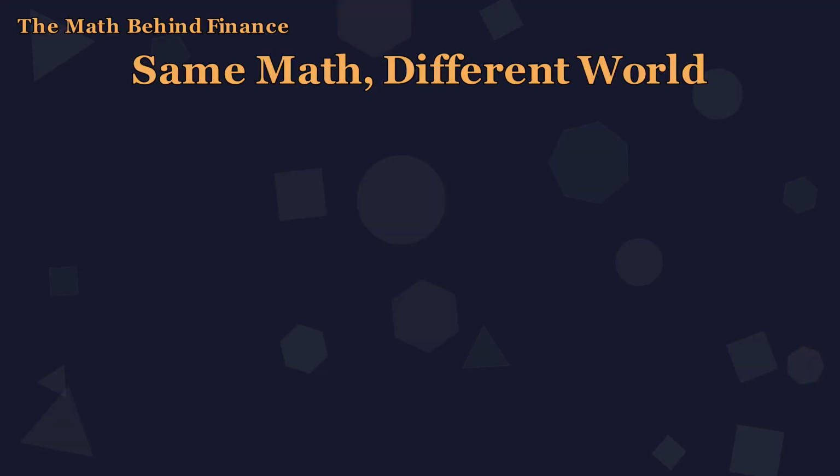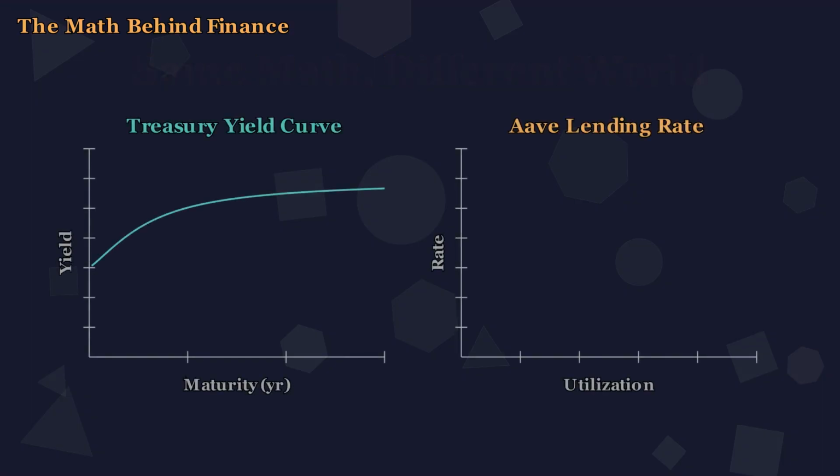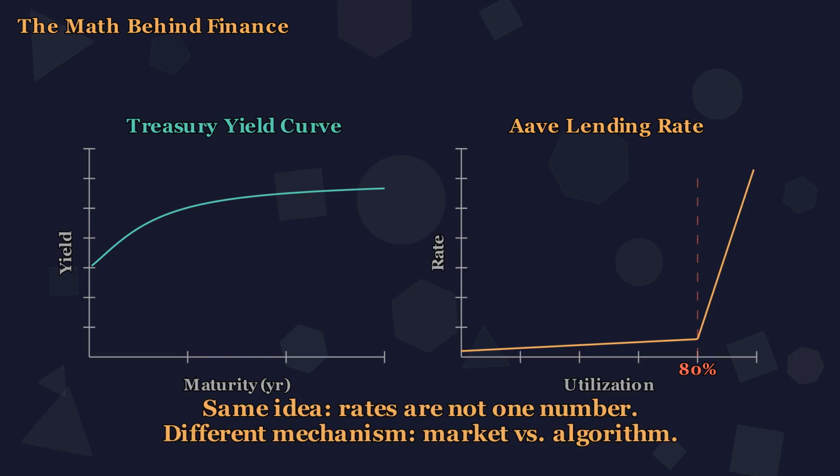Before we close, let us look at a completely different world that uses the same core idea. On the left, the traditional treasury yield curve we have been studying. Rates depend on maturity. On the right, a DeFi lending protocol like Aave. Rates depend on utilization, how much of the pool is being borrowed. At 80% utilization, the rate curve kinks sharply upward, a built-in penalty to prevent the pool from running dry. Same fundamental insight. Interest rates are not one number, they are a function. But the mechanism is entirely different, market-driven versus algorithmically set.